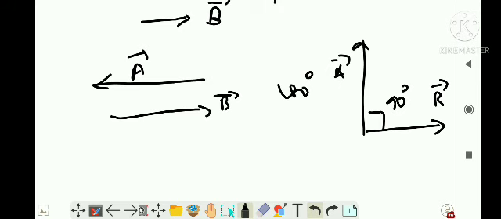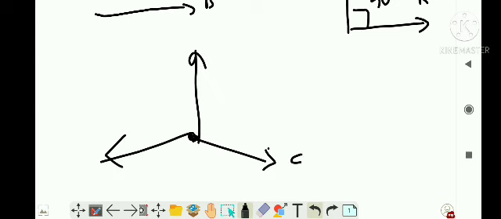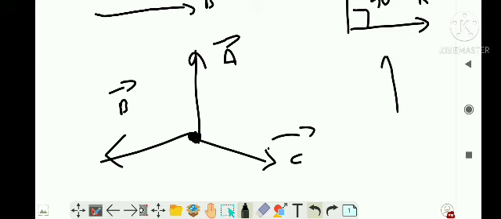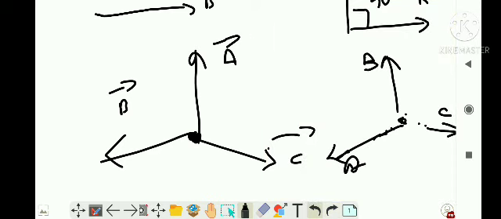Clear? Now, when do you say two or more vectors are concurrent? This is vector A, this is vector B, this is vector C. They are concurrent means they are meeting at one point, or originating from one point. Sometimes they may not appear to meet at one point, but if I extend them like this, it feels like they are meeting at one point. So these three vectors are concurrent. Clear?